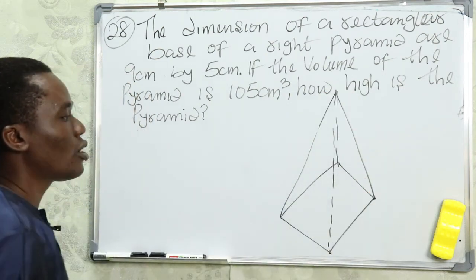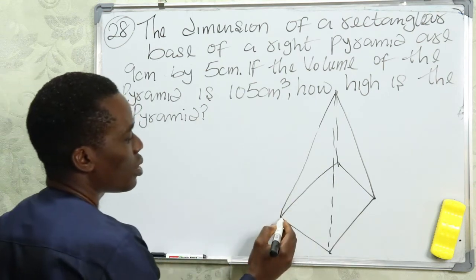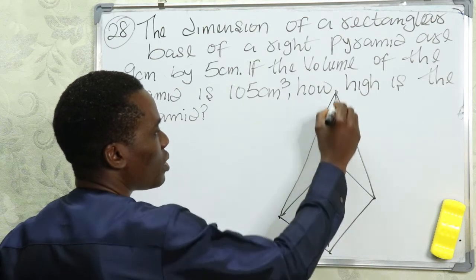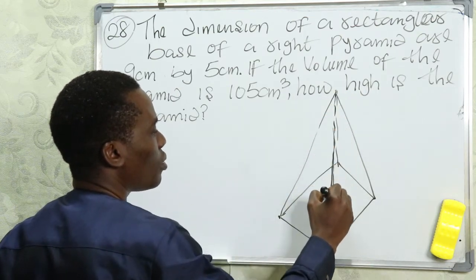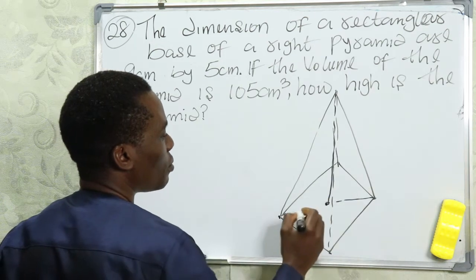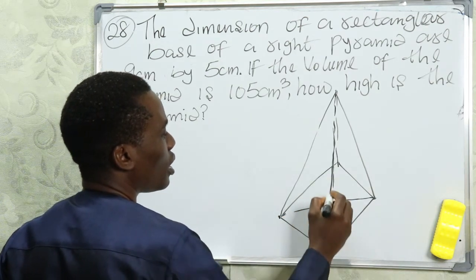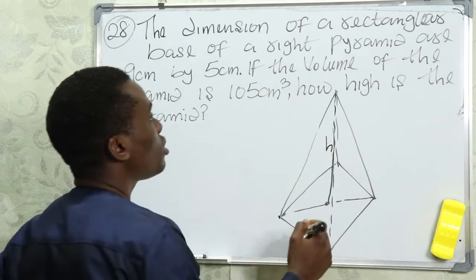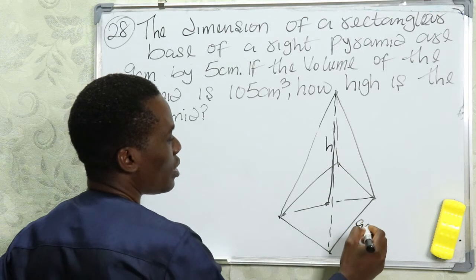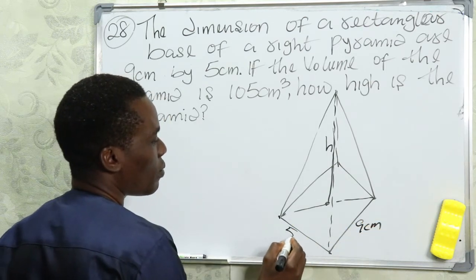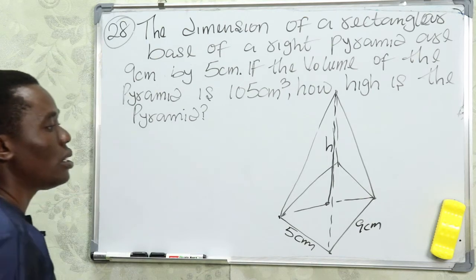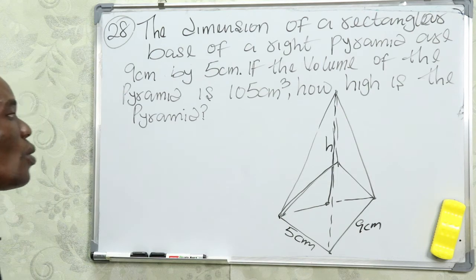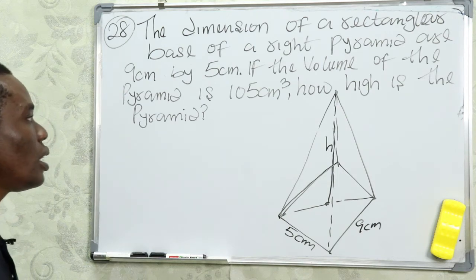Good. And we are asked to look for the height of the pyramid. This is the height of the pyramid from the center. Remember, this will be the height of the pyramid. And we are told that this is 9 centimeter, and this is 5 centimeter, being the rectangular base of the pyramid. So if we are given this pyramid, we are asked to look for the height of the pyramid.